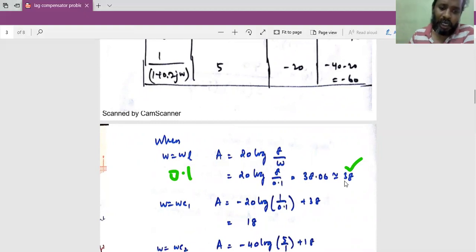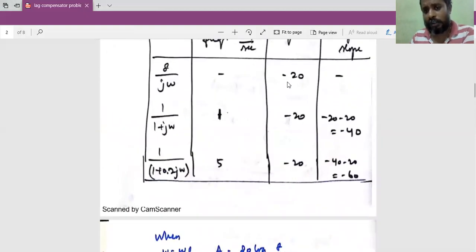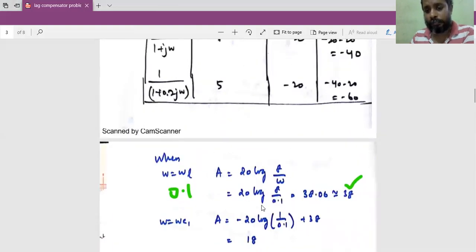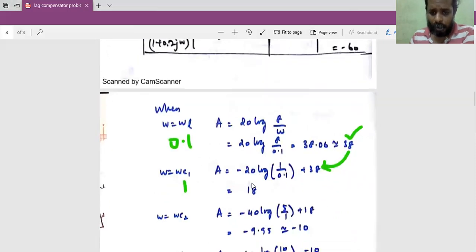Then you go for the next corner frequency, omega is equal to omega C1. Now you start with this particular slope. So minus 20 log of the present corner frequency value, which is 1, and the previous corner frequency value, which is 0.1. So present by the past, minus 20 log of 1 by 0.1 plus the previous magnitude value 38. If you calculate that, you will get a value of 18.